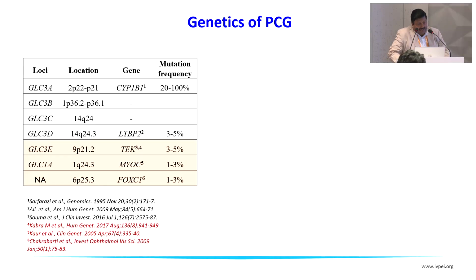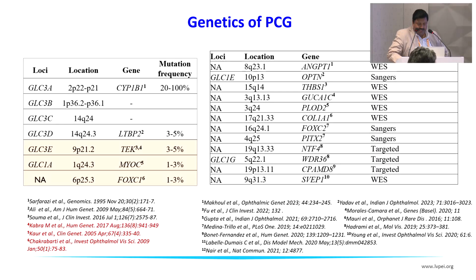With linkage analysis, a few loci were mapped. The first one, of course, was GLC3A, which harbors the CYP1B1 gene, then 3D, which is a bit controversial in terms of classical congenital glaucoma because it has other phenotypes, and 3E later came up with whole exome sequencing. Myocilin and FOXC1 were also mapped. Myocilin, although mapped for JOAG, was shown to be involved in congenital glaucoma. Later, using whole exome sequencing, a few other genes were found.